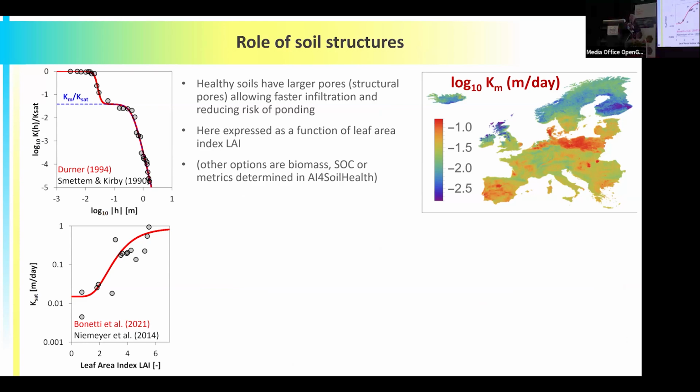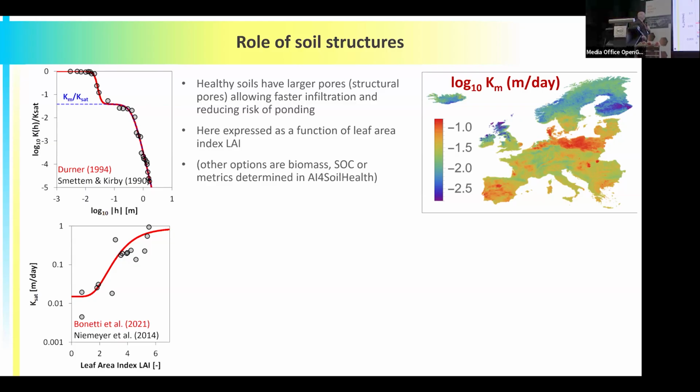So this contrast between saturated conductivity with structures compared to conductivity with only the water-filled matrix can be quite high. This can be expressed, for example, as a function of the leaf area index, as shown here by the work of Sarah Bonnet. There are different rules that can predict this ratio between structural conductivity and matrix conductivity as a function of leaf area index or biomass. And we hope that in this project, AI for Soil Health, we find new ways to predict the structural effects on the saturated conductivity.